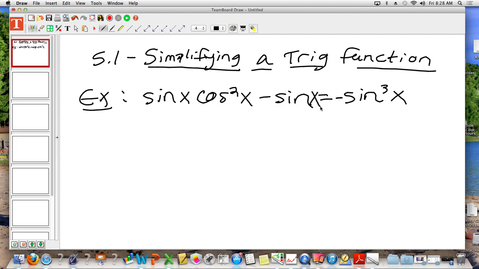Our job is to try to get one side of the equation equal to the other side. What I have always told you guys to do is to take the side that looks more horrible and try to get it to look like the other side. So don't start with negative sine cubed of x and try to get it to look like the other side. Start with the left side and try to get it to look like the right side.